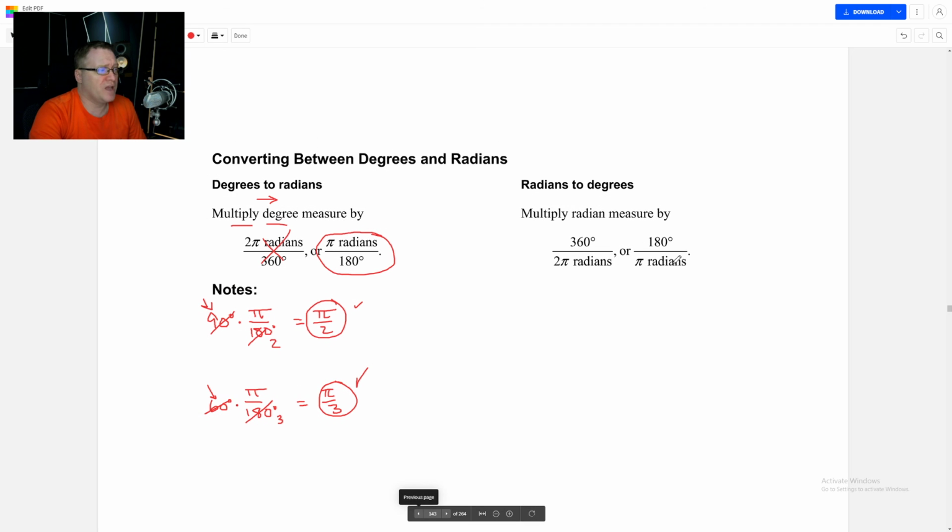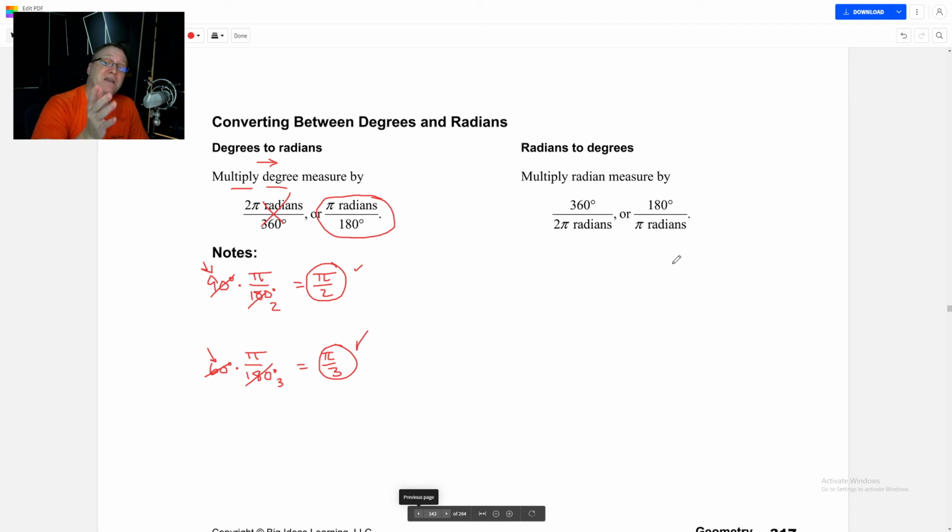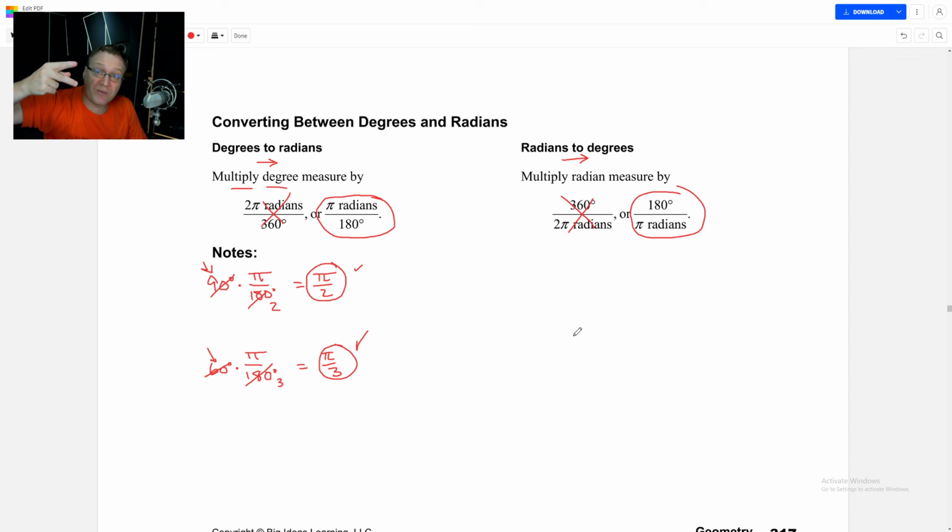Then sometimes you might know the radians and you need to change it into degrees. Also very easy. If we want to change from radians into degrees, how do we do that? Again, ignore this one. They're the same thing, but I think it's easier just to remember this one. We're just going to multiply by the flip, 180 over pi.